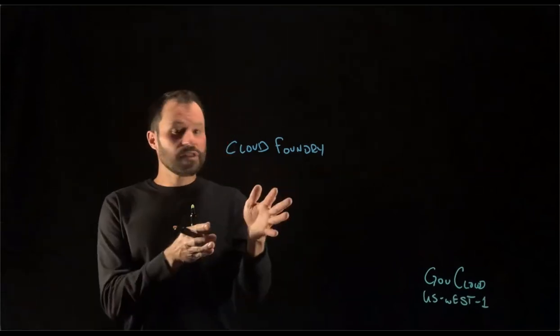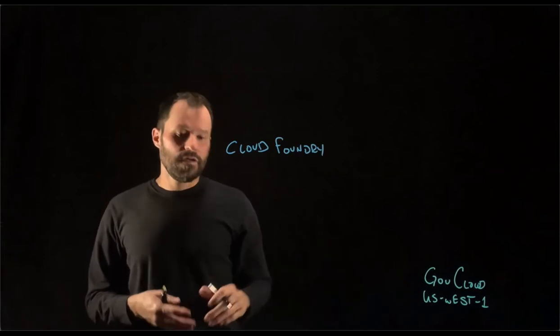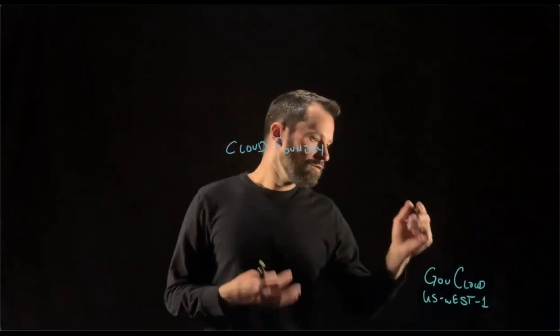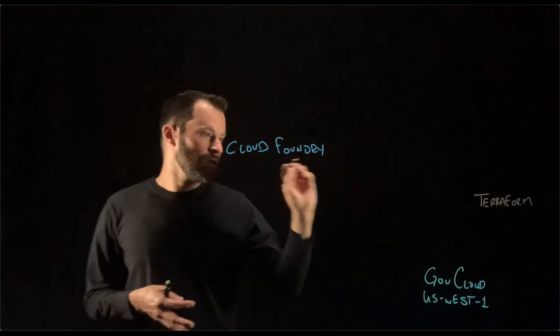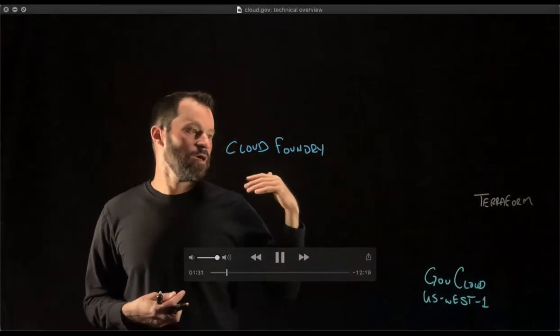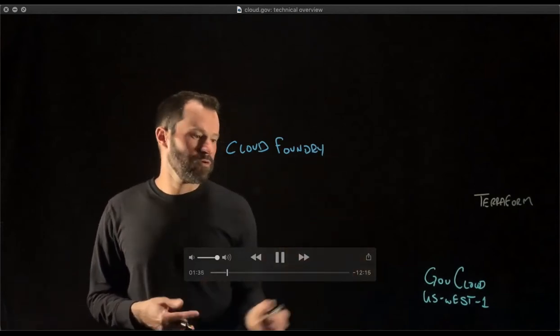Before we can even deploy Cloud Foundry inside of GovCloud, we need to set up a bunch of infrastructure. We use a technology called Terraform to do that. Terraform is an infrastructure as code solution, so it allows us to define what our infrastructure needs to look like. There are a couple of key components that I'll highlight here.